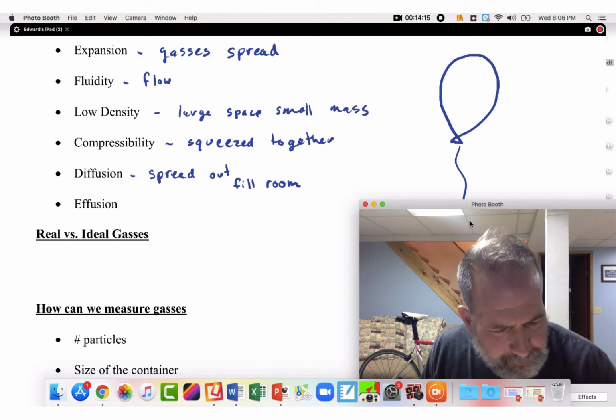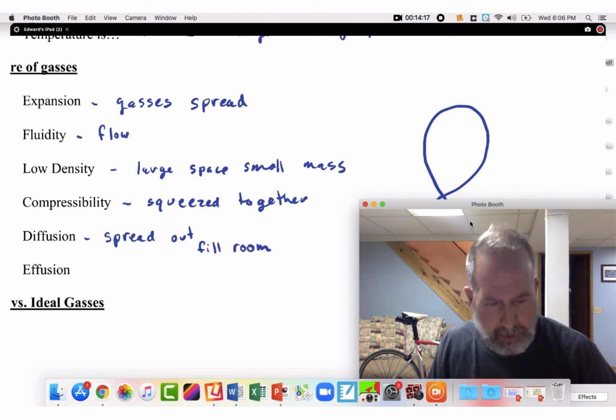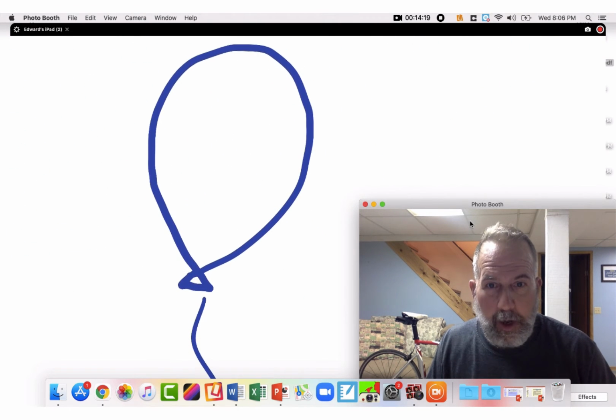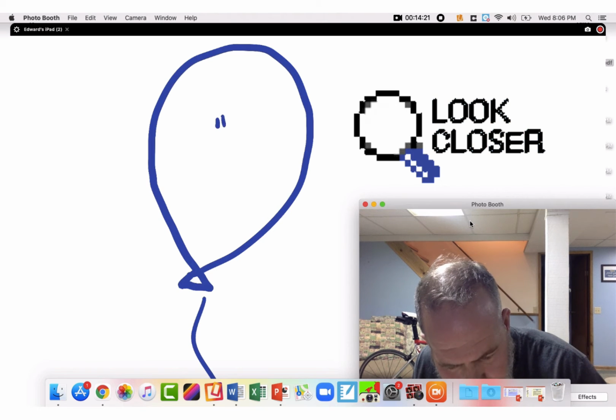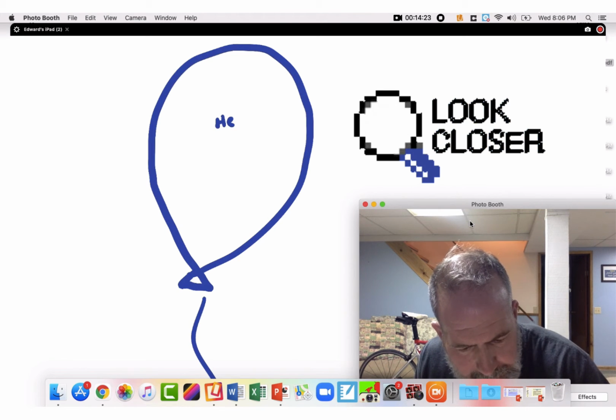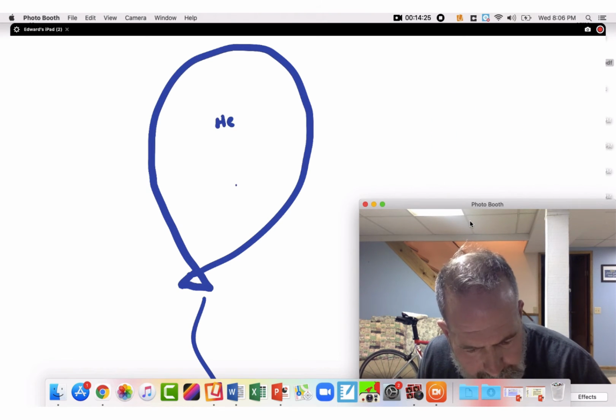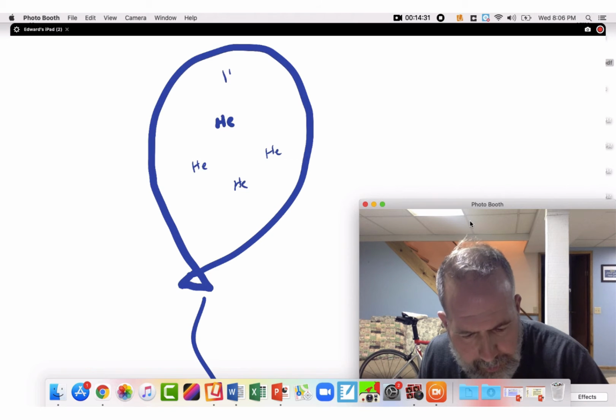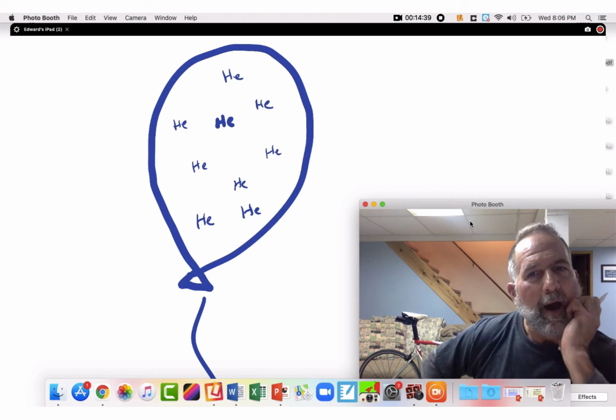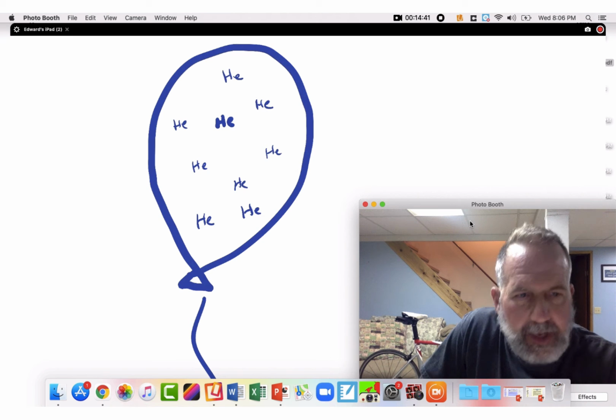So first of all, let's say what we have there. We have helium inside that balloon. Now, it's not all helium, but the majority of it's helium. Okay, so now, also, this balloon is made out of latex.